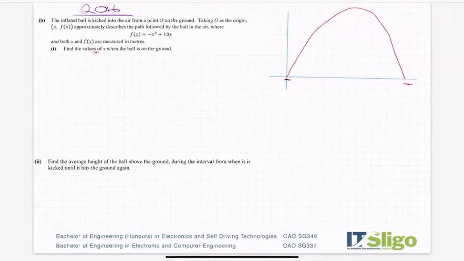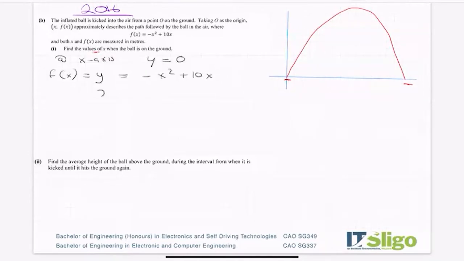Okay, so how would I do this one? Well, find the values of x when it's on the ground. So at the x-axis, my y is 0. Okay, so f of x, which is equal to y, is equal to minus x squared plus 10x. Okay, so put in your 0 for your y.